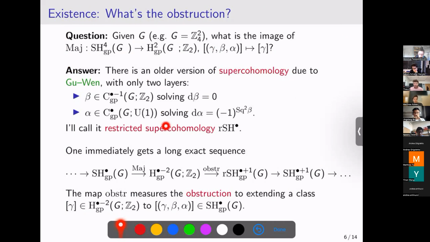So what I'll do is write down an older version of supercohomology. This is the one that Gu and Wen originally wrote down. I'm going to call it restricted supercohomology, which is the cohomology theory that just has 2 layers. The bottom layer is just an ordinary cocycle, and the top layer solves d alpha equals (-1)^{Sq^2 beta}. And if I had a kappa in there, I would have added kappa cup beta, but for me, kappa equals 0.